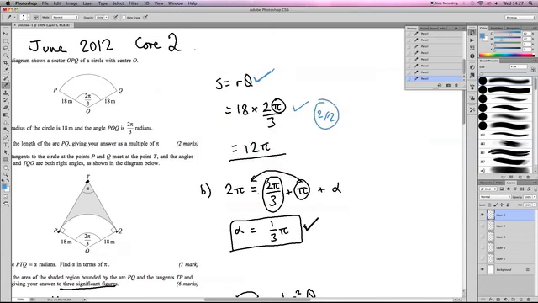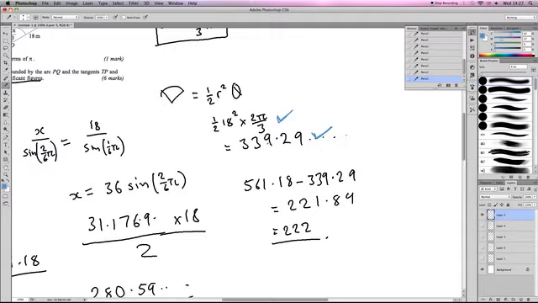Alright, they've done area of a sector here. So the area of a sector is going to be a half 18 squared times pi over 3. So that line right there. And they got an answer of 339.29. So give a tick there. So I've got 2 marks so far.